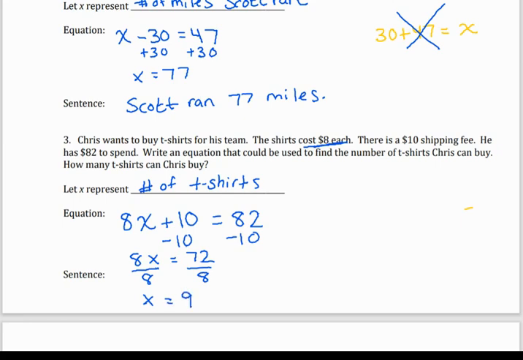And then don't forget to write your sentence. Remember, what does X mean? X, we said, is the number of t-shirts. So how many t-shirts can Chris buy? Chris can buy 9 t-shirts. Any questions with that?